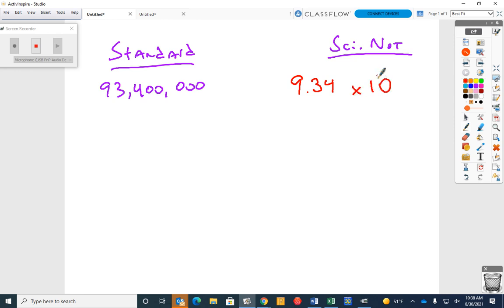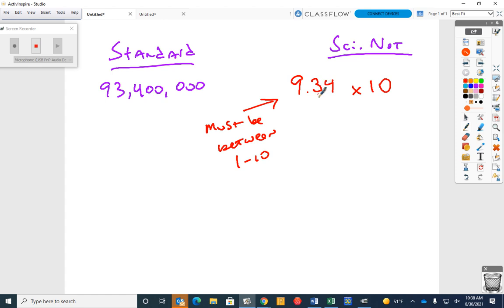Okay, now this 10 is going to have an exponent up here, and it's going to be dependent on where you place the decimal. Now, here's the thing. This number right here must be between 1 and 10. Is 9.34 between 1 and 10? Yeah, so we're good there. Okay? If this was 93.4, that would not be considered scientific notation. Do you understand why? Because it's not between 1 and 10.